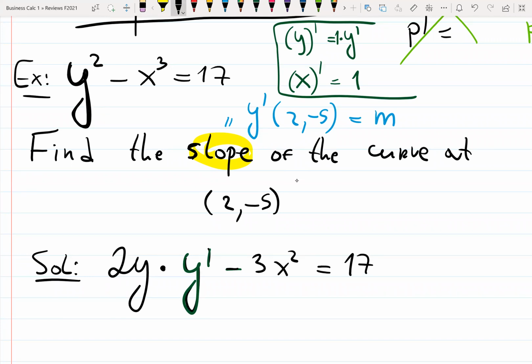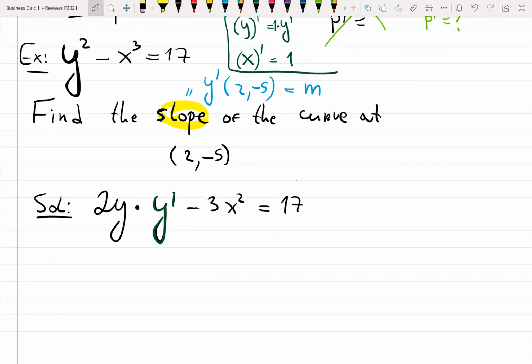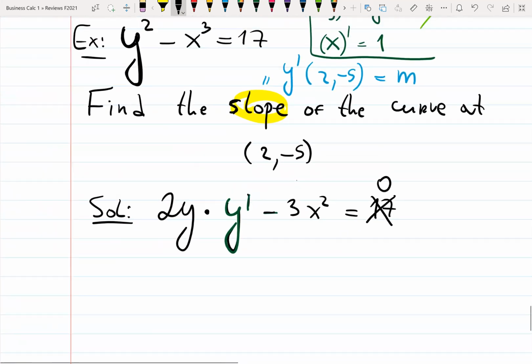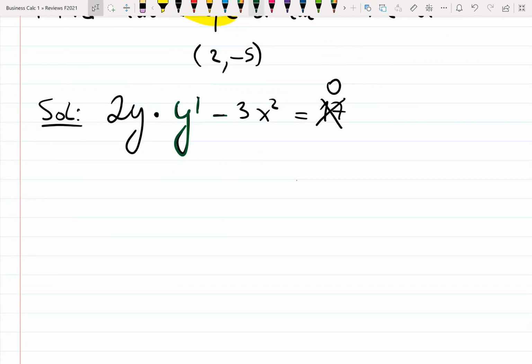Equals 17, find the mistake. It should be 0, not 17. Should be 0. I always show this mistake because people do it. They get excited that they finish differentiation and forget the right-hand side. So make sure you differentiate everything. And now the process starts.